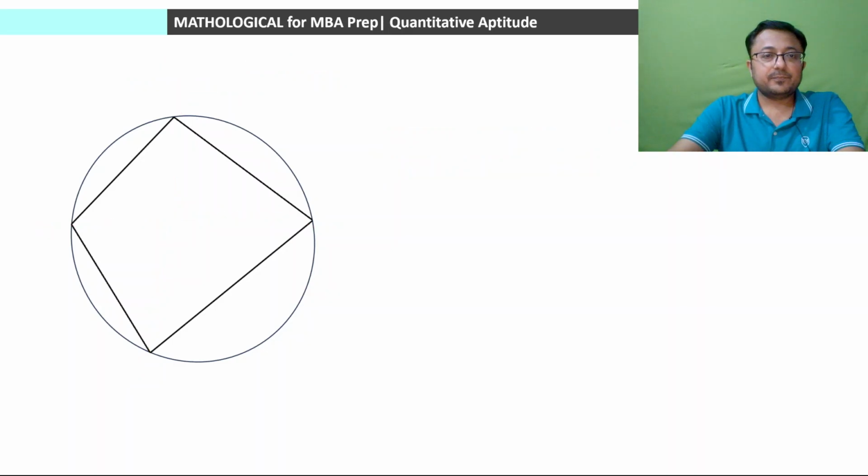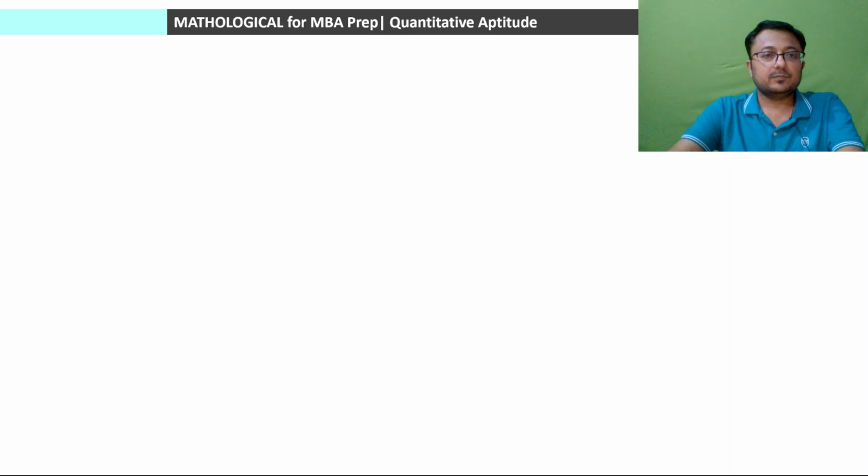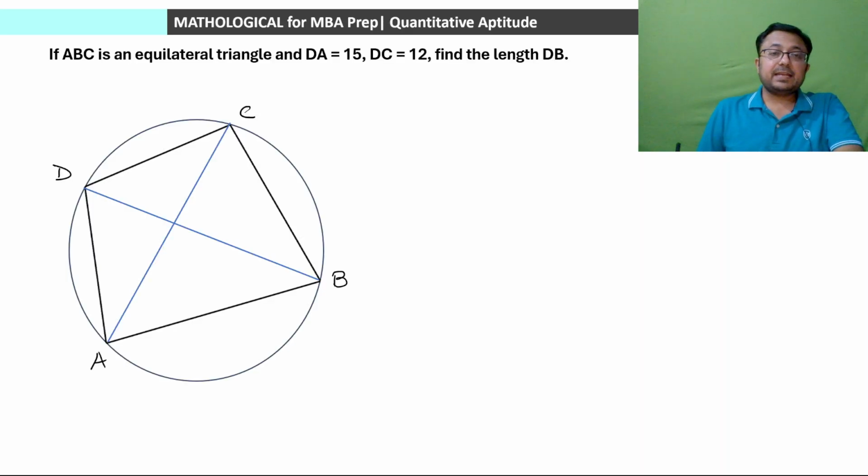Let's do questions now. First question: if ABC is an equilateral triangle and DA is equal to 15, DC is equal to 12, then we have to find the side length BD. If DA is 15 and DC is 12, what will be the side length DB? ABC is given as an equilateral triangle. Pause the video and solve it.